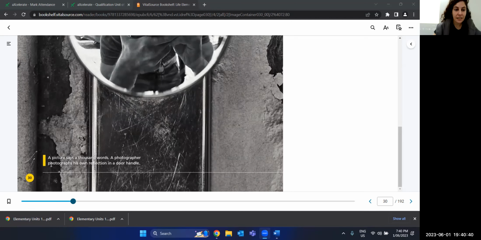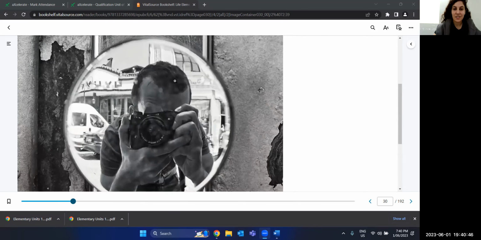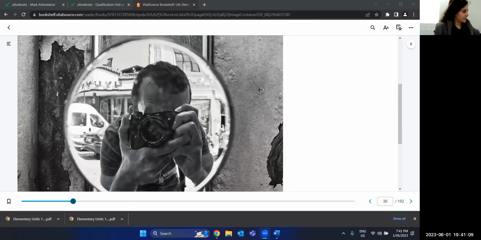A photographer photographs his own reflection in a door handle. So this man is a photographer and he's taking a photo. He's a photographer taking a picture of his reflection. So when we look at a mirror or when we look into the water, sometimes we can see our reflection. And it's a door handle. So yeah, pretty interesting what he's done.